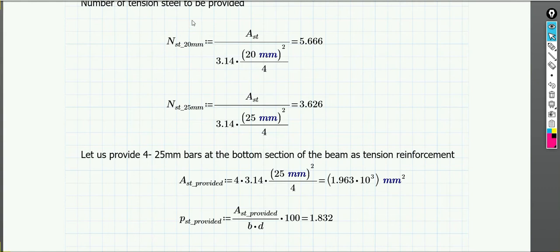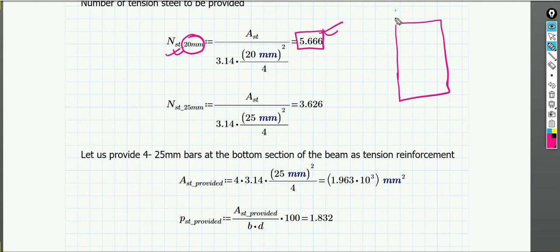So for AST, suppose we are considering 20 mm bar. If I am considering 20 mm bars, then how many steel bars are required? Around 6 bars will be required, AST divided by the cross section area of a 20 mm bar. But the size of the beam is 300 mm, right? Even after removing the clear cover, the effective cover on both sides, I think 6 bars will be very congested to be placed in an area of 300 mm width, right?